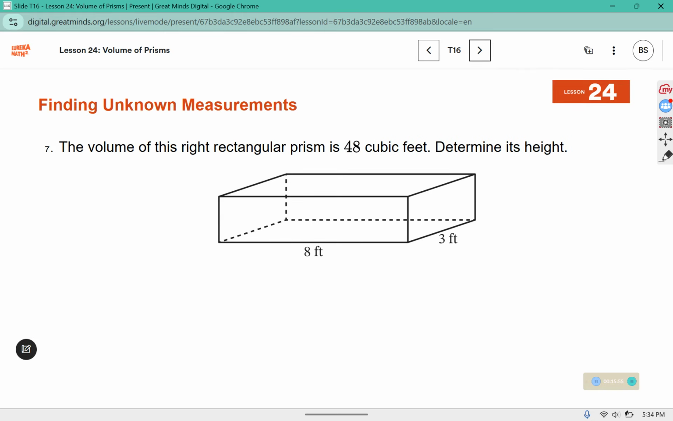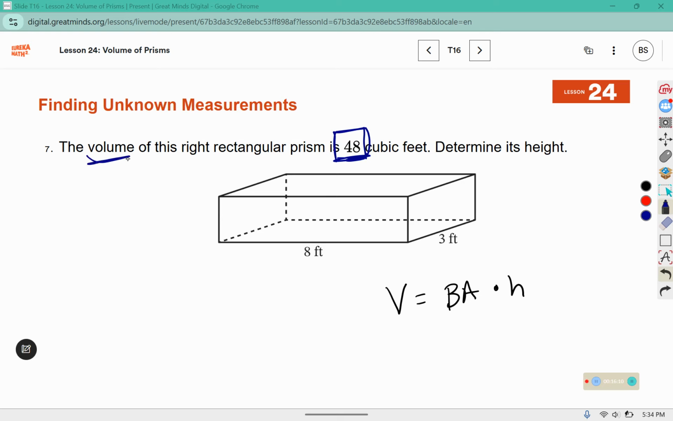The volume of this right rectangular prism is 48 cubic feet. Determine its height. So again, volume is found with the base area times the height. In this case, the volume is 48. So we're replacing the letter V in our formula with the number 48. The base area is based on the bottom of the prism. It's a rectangle, so we would do 8 times 3, which is 24.